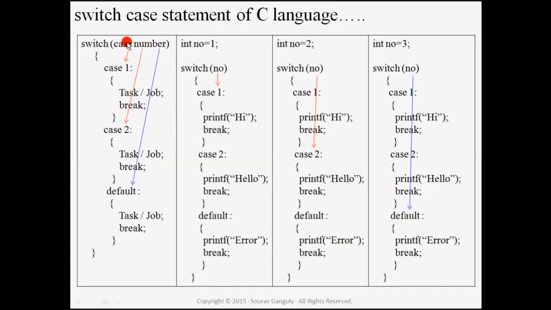If the number is 1 here, then case 1 will execute. If the number is 2, then case 2 will execute. If we add case 3 here, then if the number is 3, case 3 will execute. If the compiler does not get the desired number, then the default section will execute. Now let's check.